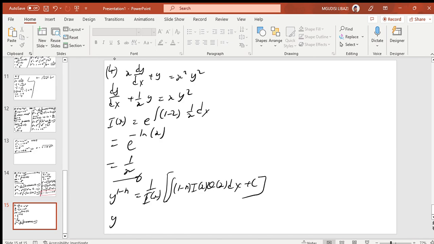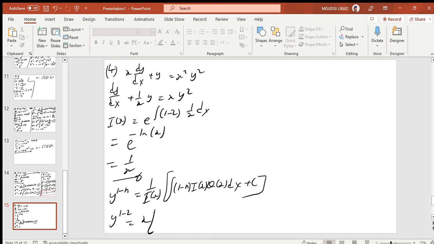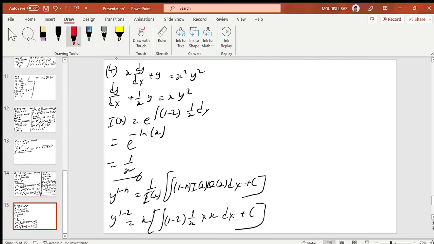So that means y raised to 1 minus 2, which is equal to 1 over 1 over x, which is x, into the integral of 1 minus 2 multiplied by 1 over x multiplied by q of x, which is x. Yes, our q of x is x, multiplied by dx plus c. Because remember now our q of x will be this portion of the equation.